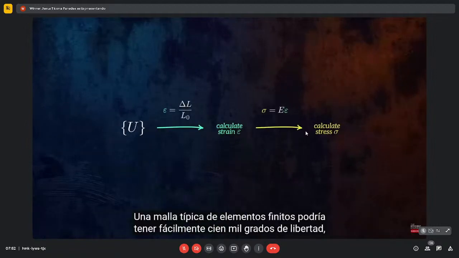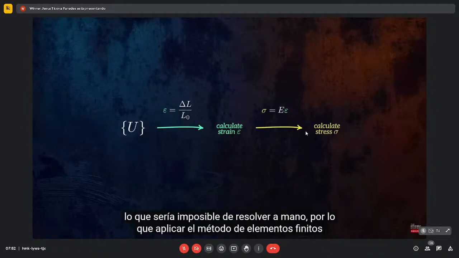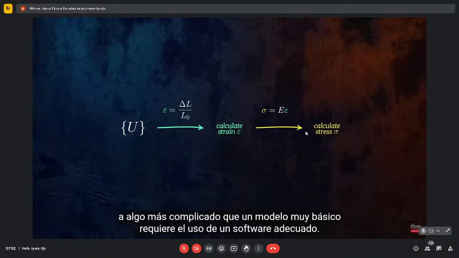A typical finite element mesh could easily have 100,000 degrees of freedom, which would be impossible to solve by hand. And so applying the finite element method to anything more complicated than a very basic model requires the use of appropriate software.